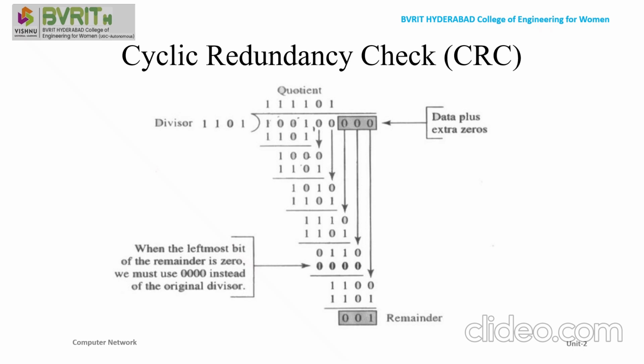Here, if you consider the data, the data is 100100 and the generator polynomial is 1101. Its length is 4. Since the length is 4, we are going to append zeros, that is the generator polynomial length minus 1. So here we are going to append 3 zeros to the actual data. Now, after appending 3 zeros, we are going to perform the modulo 2 division.